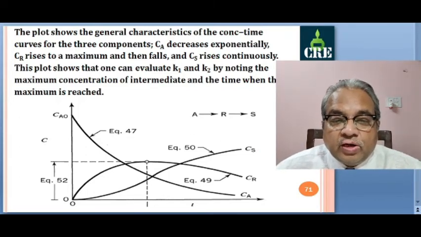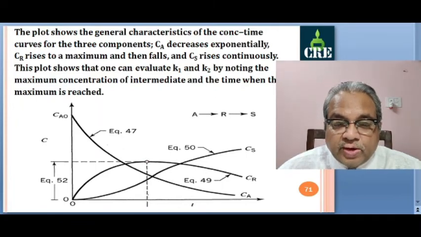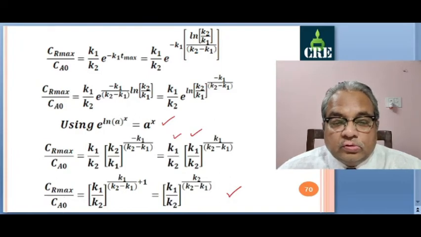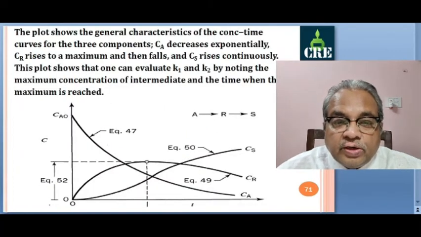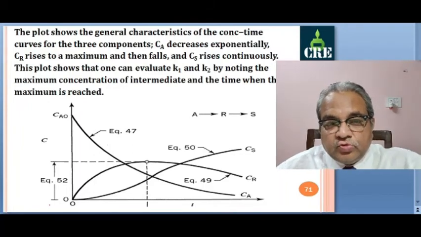This plot shows that one can evaluate K1 and K2 by noting the maximum concentration of the intermediate and the time at which it is reached. So you have this CR max value and the corresponding value of T max. From the plot you get this T max value and CR max value. CA0 is known, and you can evaluate K1 and K2 also if some data is given to you.